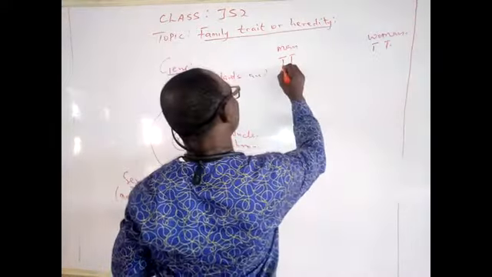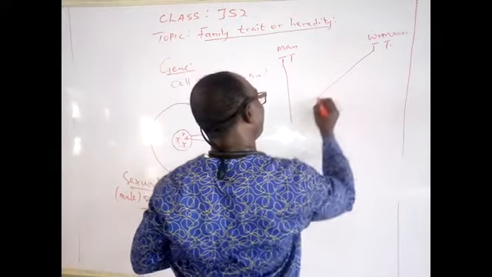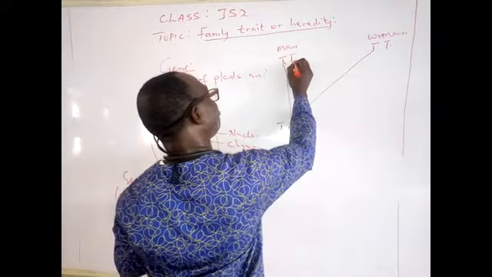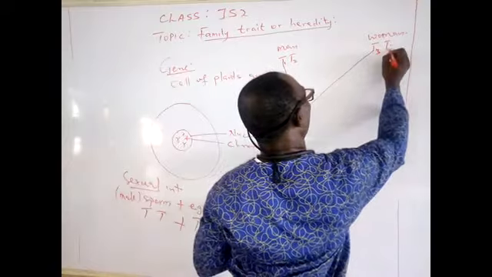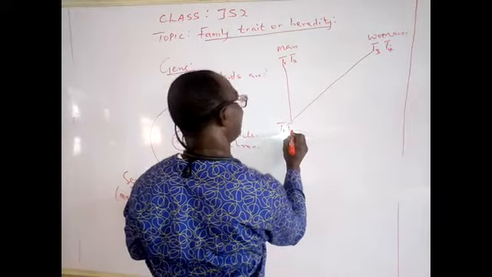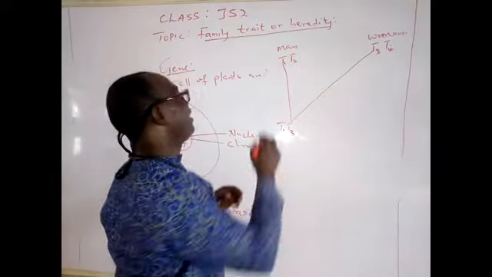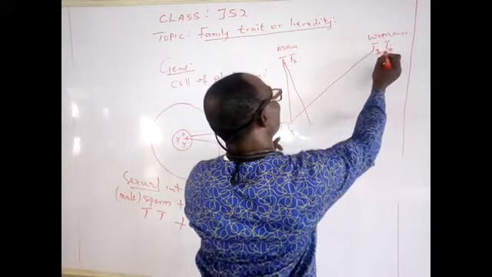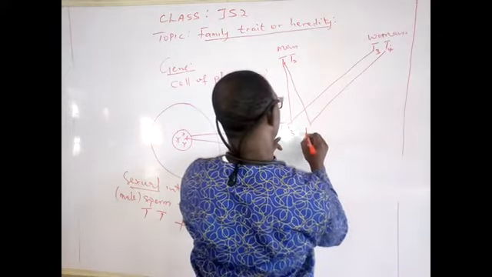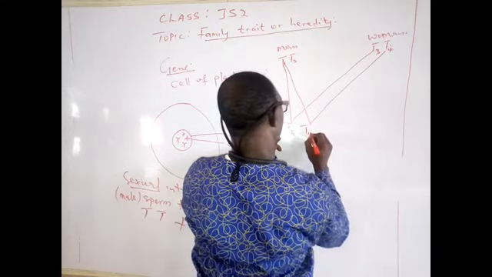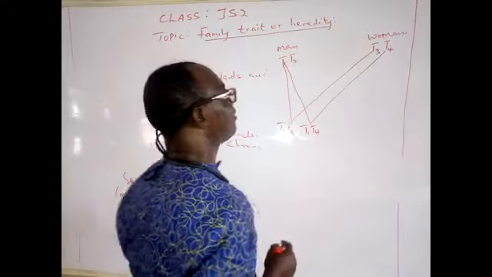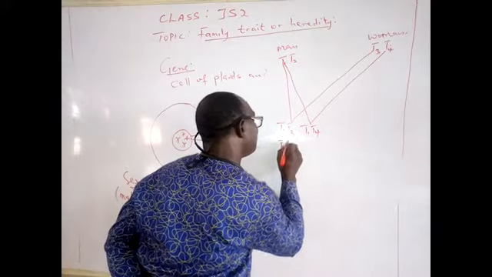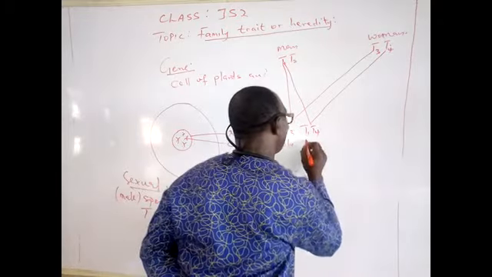Now, one of these will combine with one of these. This is 1, 2, 3, 4. So T1 combines with T3 from the woman. It can combine like this too, T1 with T4. So this is one child, Tolu. This is the second child, Peter.